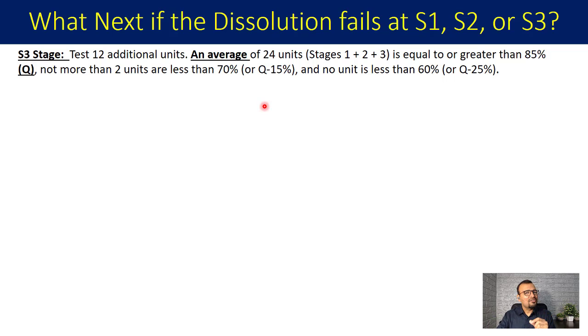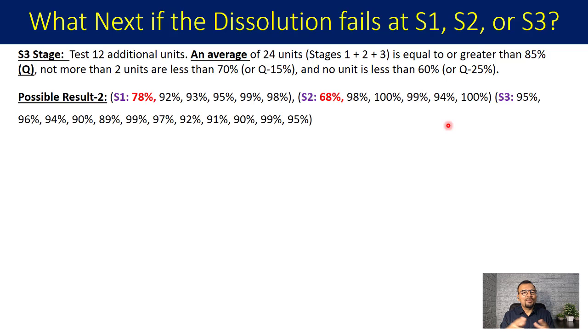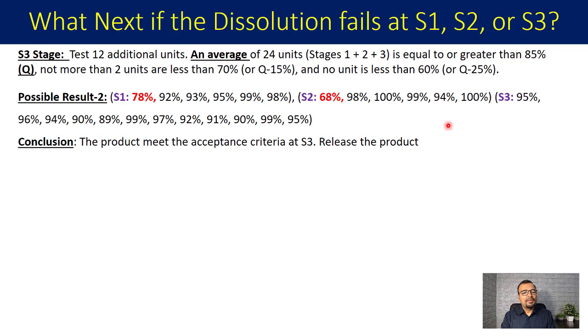And what is the acceptance criteria at S3? An average of 24 units is equal to or greater than Q value, which is 85% in our case, and not more than 2 units are less than Q minus 15, which is 70% in our case, and no unit is less than Q minus 25%, which is 60% in our case. So what is a possible result? I have just shown that these S3 results are very comfortably meeting the specification. The product meets the acceptance criteria at S3 stage, and the product can be released.